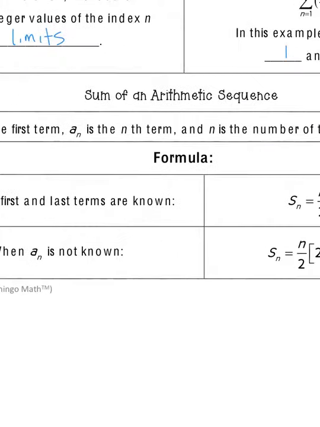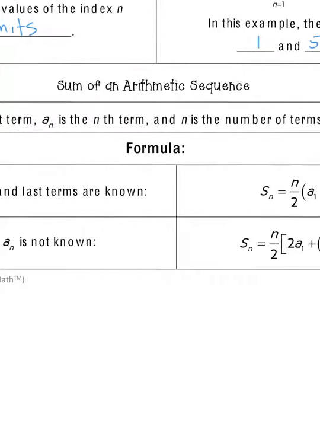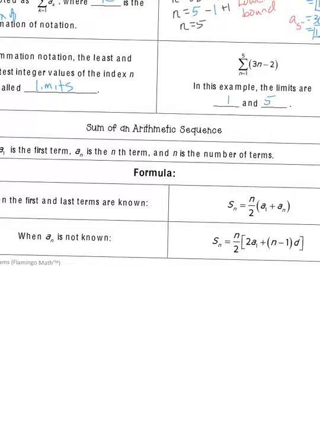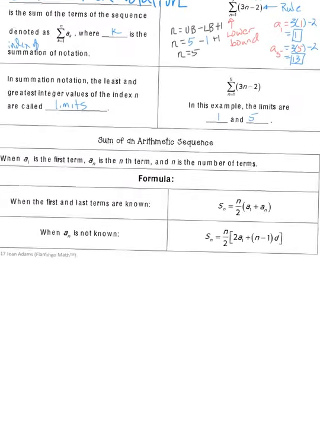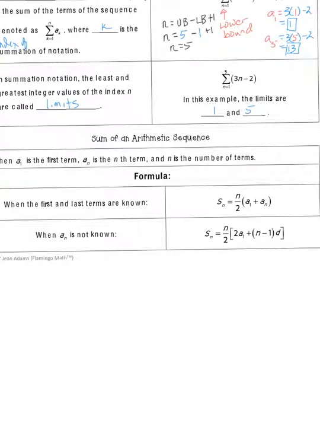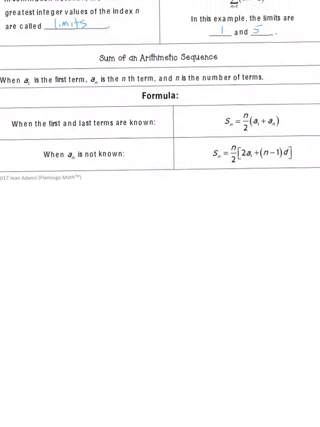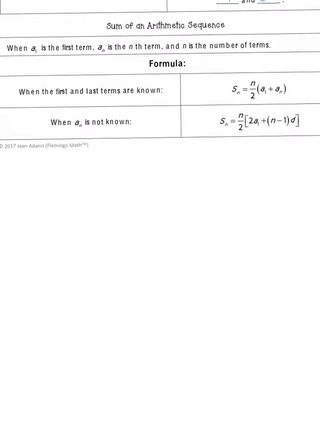All right, so then we have 2 formulas. So if I want to find the sum of an arithmetic sequence when the first and last terms are known, so that's important, when the first and last terms are known, we are going to use this formula here.